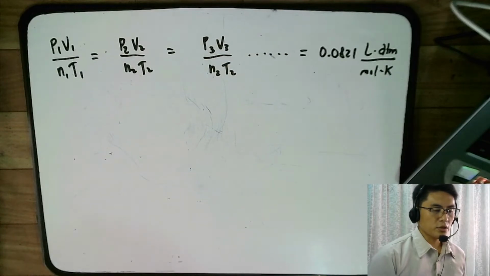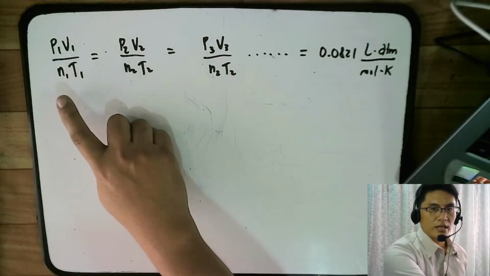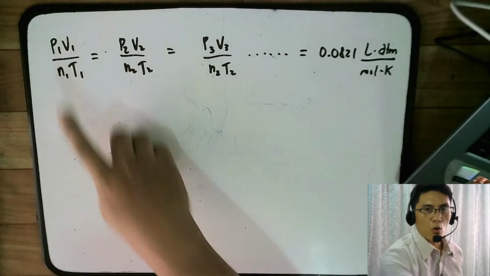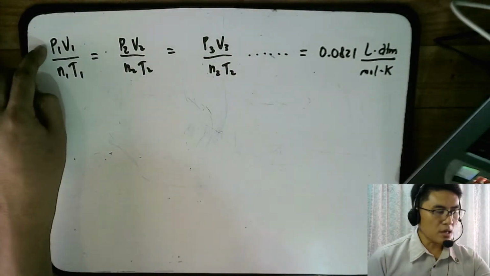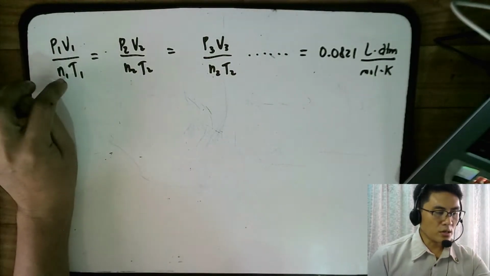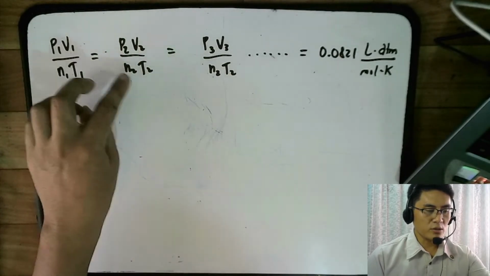In this video, we are going to be looking at an example for an ideal gas law problem. First of all, let me explain again that the ideal gas law is like this, wherein you combine all the four quantities. So P1 V1 over N1 T1 is equal to P2 V2 over N2 T2.